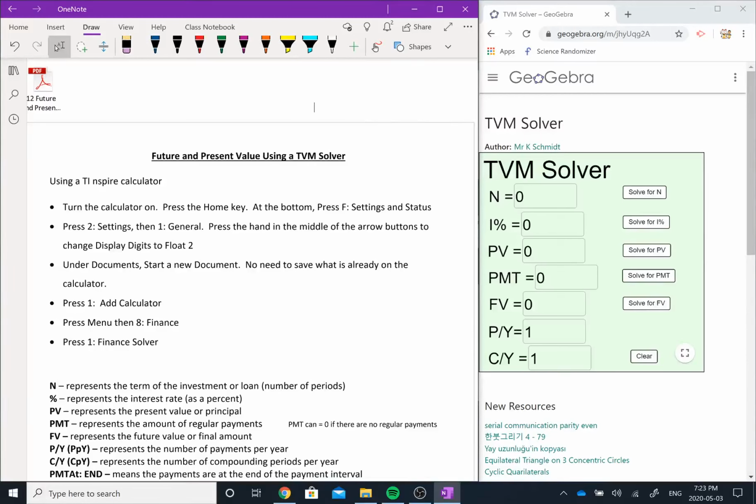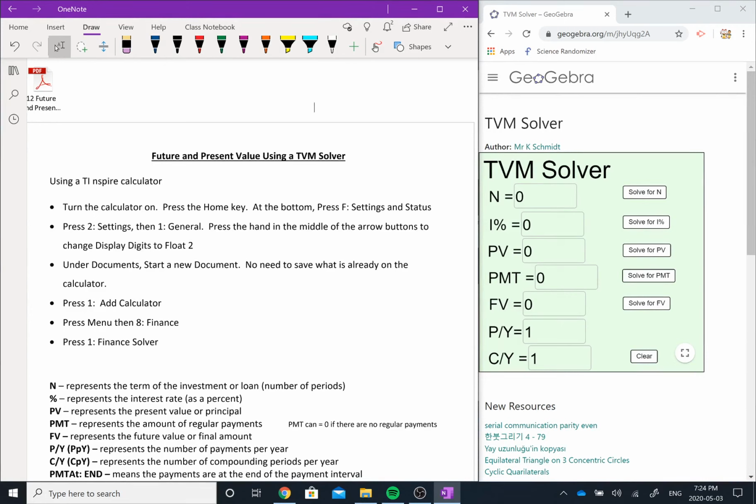In today's note, we're going to be learning how to use a TVM solver to help us solve future and present value compound interest questions. Normally we'd be using a graphing calculator, but if we don't have a graphing calculator, we can use an online version that we can see over here to the right.